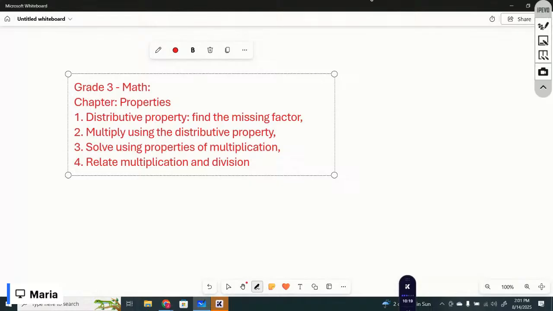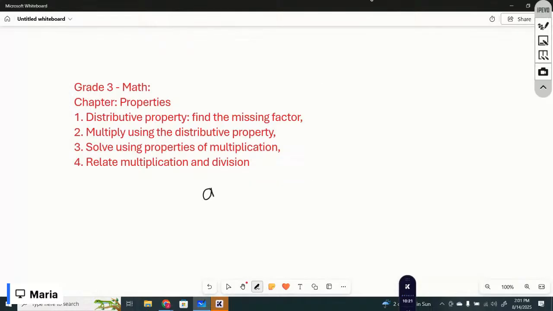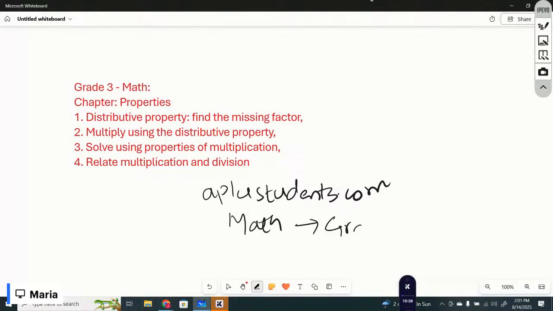You can find all the lessons on aplusstudents.com. You have to log in there using your email address and password as provided by the administrator. Select math from the subject tab, scroll down to grade 3 math, and then click on view all lessons. There you can find a list of the chapters.